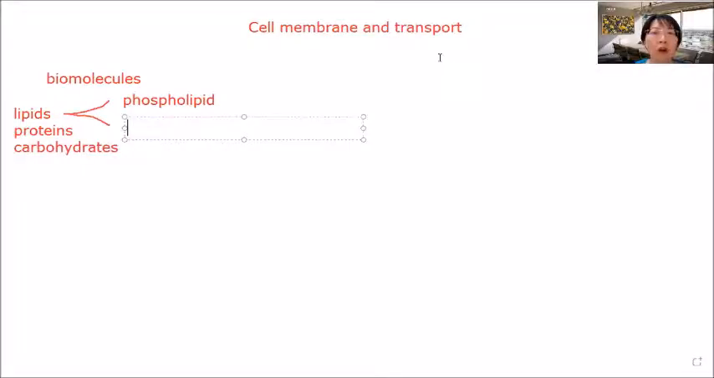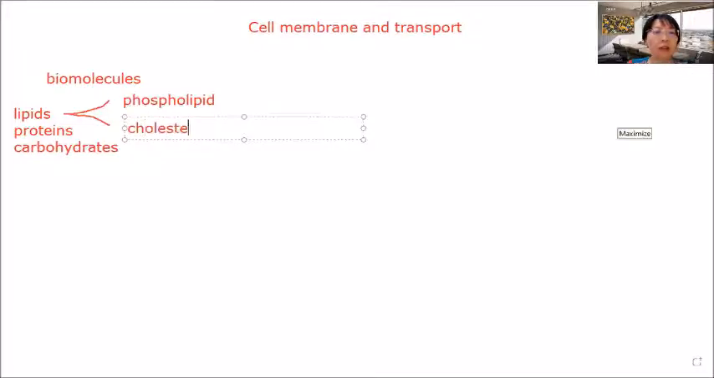Right. Okay, so let's do a summary chart first for this chapter, cell membrane transport, to get an overview of the content of this particular chapter first. Okay, so biomolecules: we've got lipids, proteins, and carbohydrates. Under lipids we've got phospholipid and cholesterol.